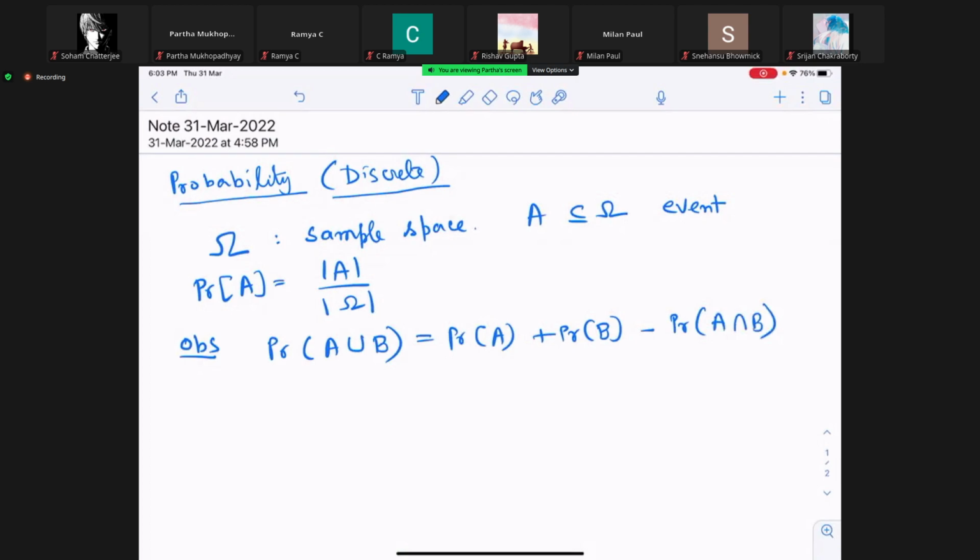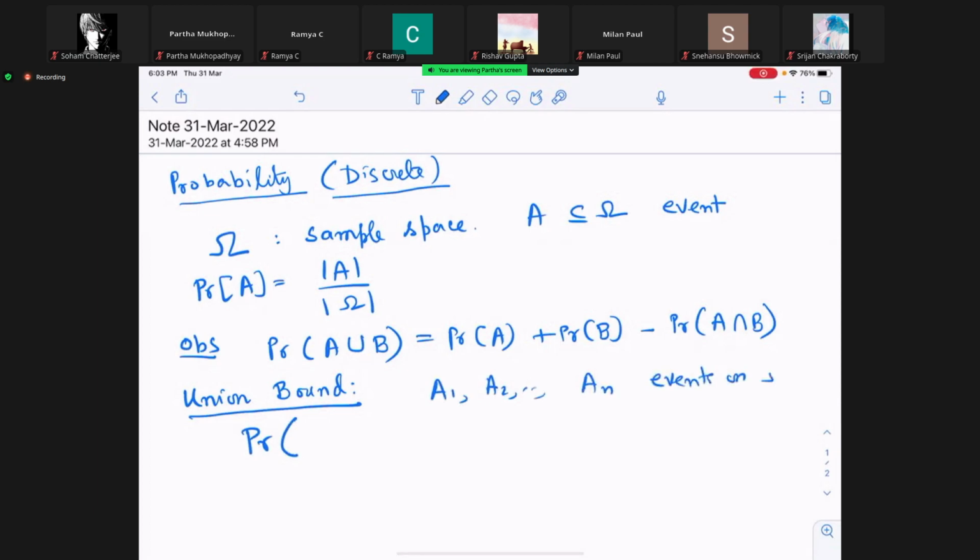Standard, the union thing. In computer science, mostly in the computer science literature, you come across the term union bound. It basically means if you take events A1, A2, ..., An on the same sample space, then the probability of the union of these events is upper bounded by the sum of the probabilities.